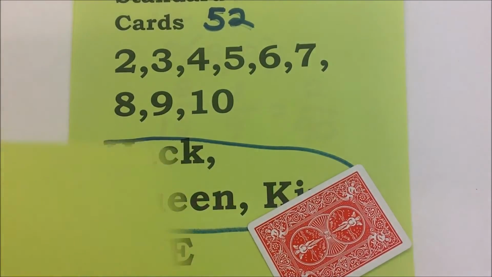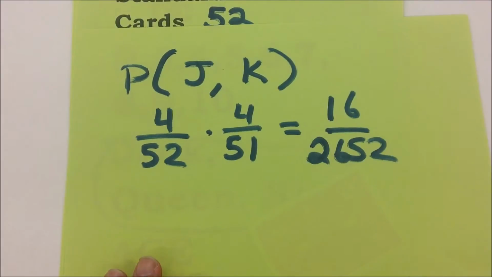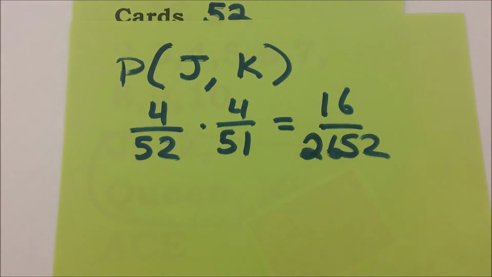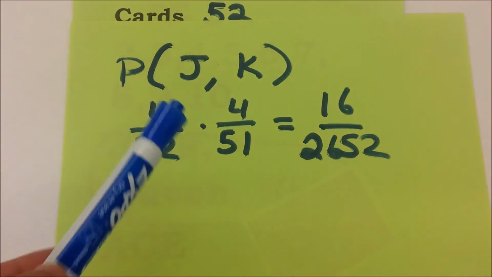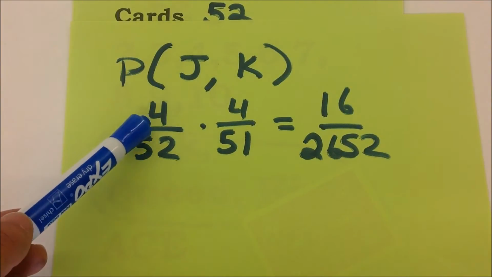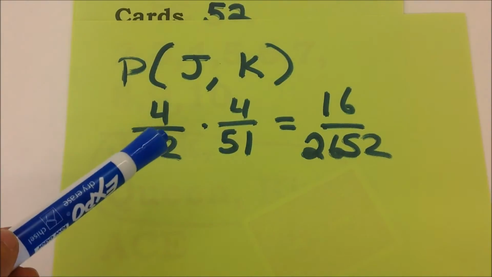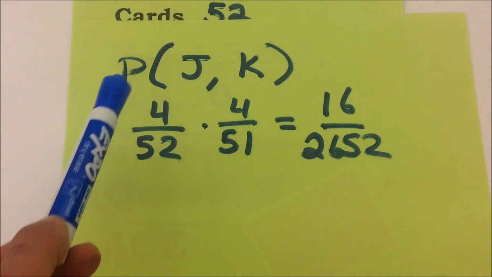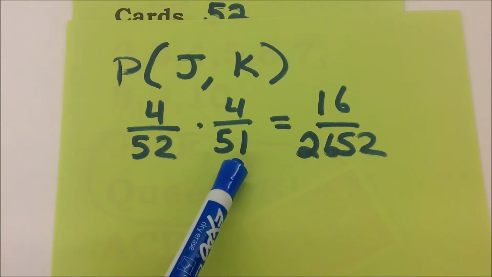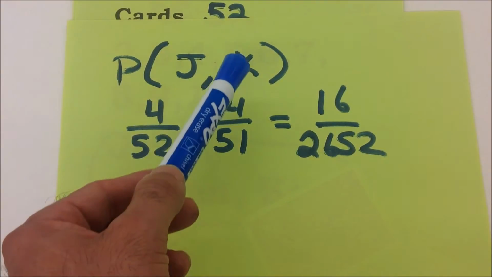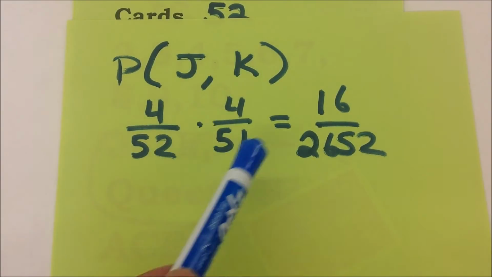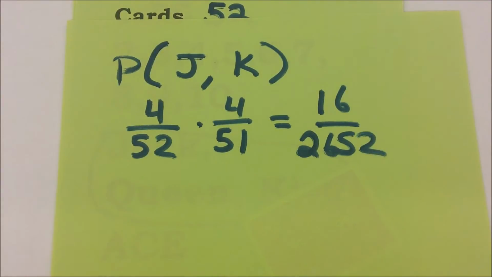Let's say we wanted to do a dependent event where we wanted to find the probability of getting a Jack and then a King. So in a dependent event, we don't replace the card. So the probability of getting a Jack is 4 out of 52. Since we didn't replace the card, the odds change. Now there's only 51 cards. So the probability of getting a King will be 4 out of 51. And that would be our answer, 16 over 2,652.